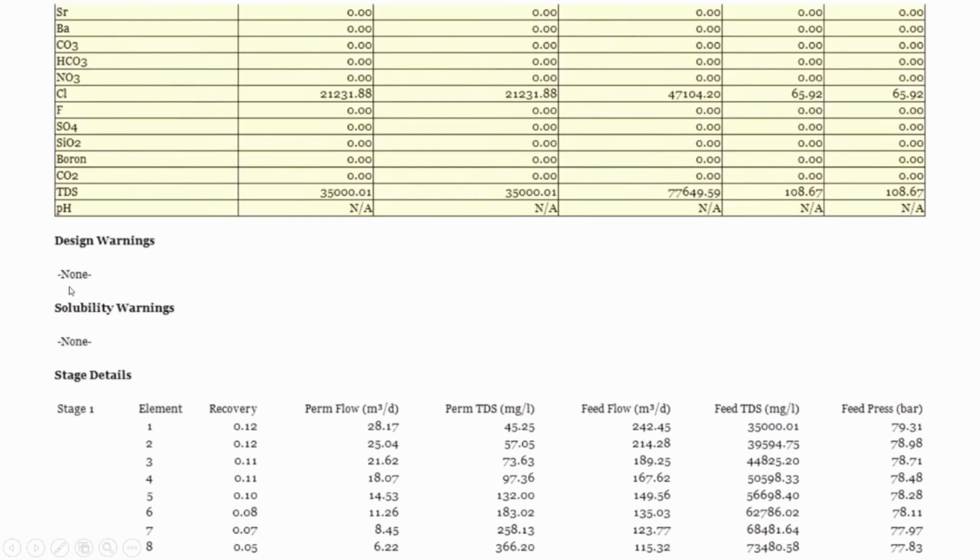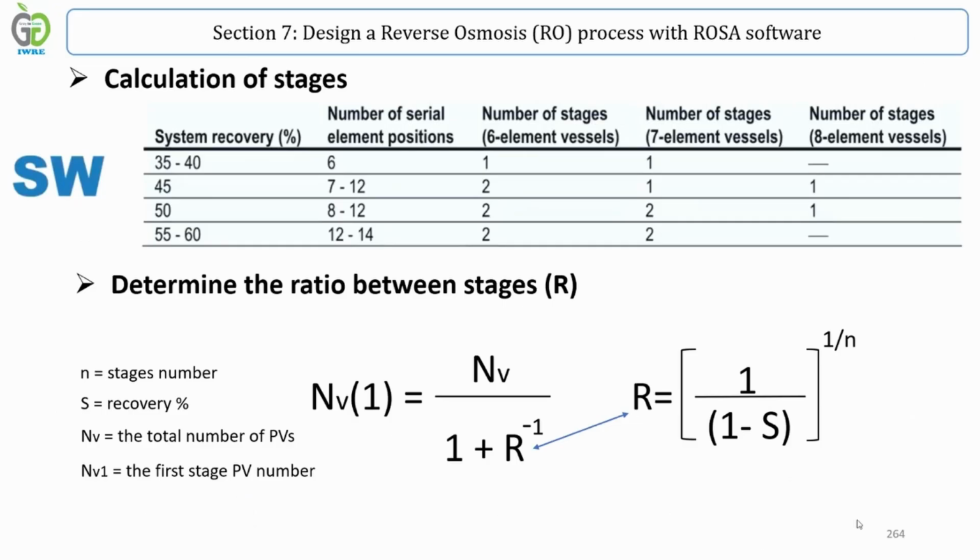It means that if you increase the elements in a pressure vessel, the recovery will decrease. And if you look at elements 1 to 8, you can see the maximum recovery is 12%. But there is a problem, because sometimes, due to limitations in space, you cannot use a pressure vessel with 8 elements because the length of the system increases, and you have to reduce the elements in a pressure vessel.